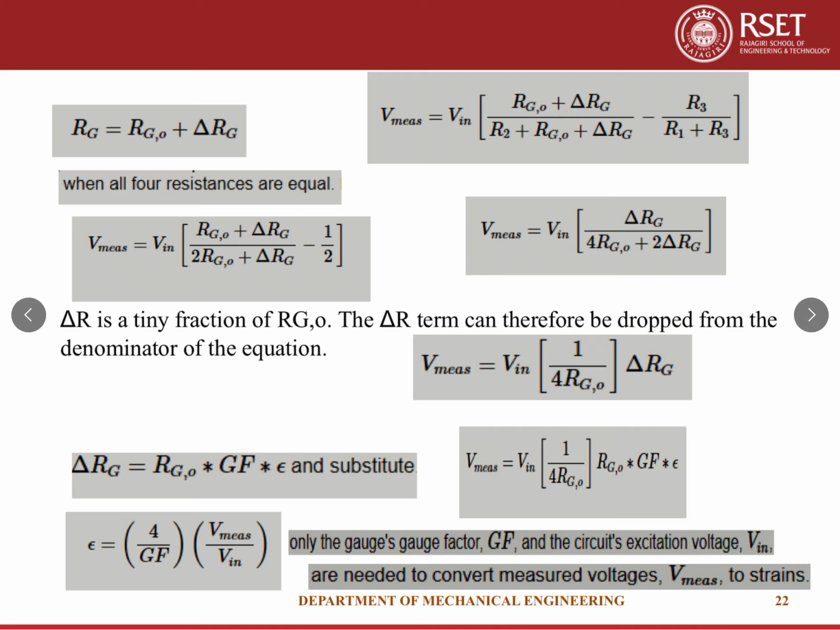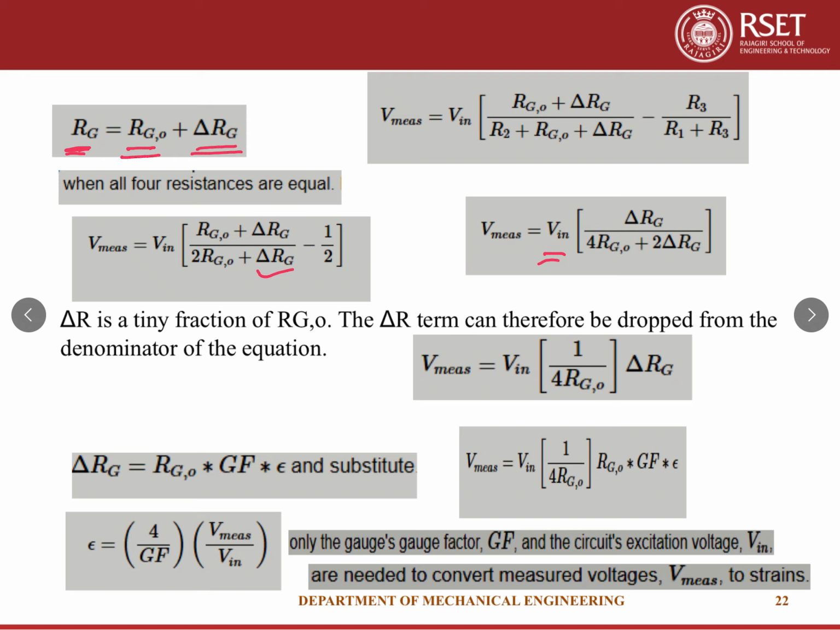And we know that resistance of the strain gauge at a particular strain is equal to resistance when strain equals 0 plus change in resistance due to the strain. Substituting in the previous equation, V mean can be written like this. When all the 4 resistances are equal, that is R1 equals R2 equals Rg0 equals R3, we'll get the equation like this. Then taking the LCM, we'll get the equation like this.